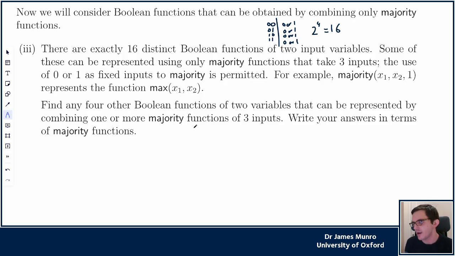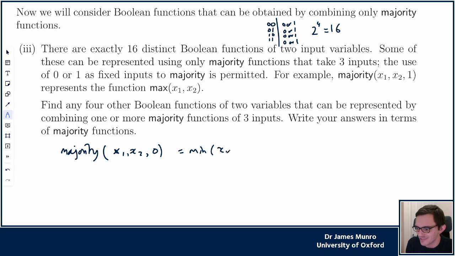Okay, perhaps the obvious one to check next is maybe majority of x1, x2, 0, to see what that one does. So now if both of them are 1, then the majority vote passes, and we get something that's 1. Otherwise it fails. That's again the same behaviour we've seen several times for the minimum function. That's min x1, x2. So that's nice, we've made one thing.